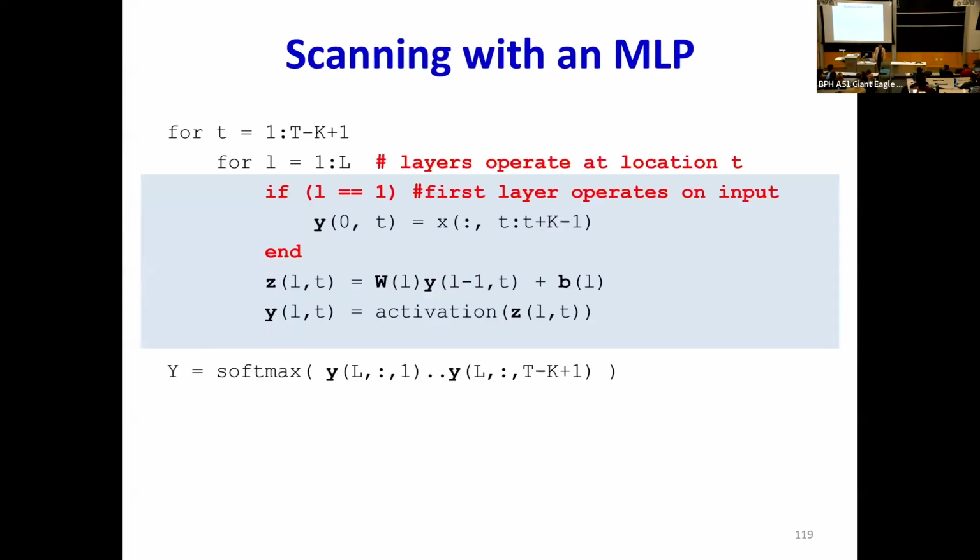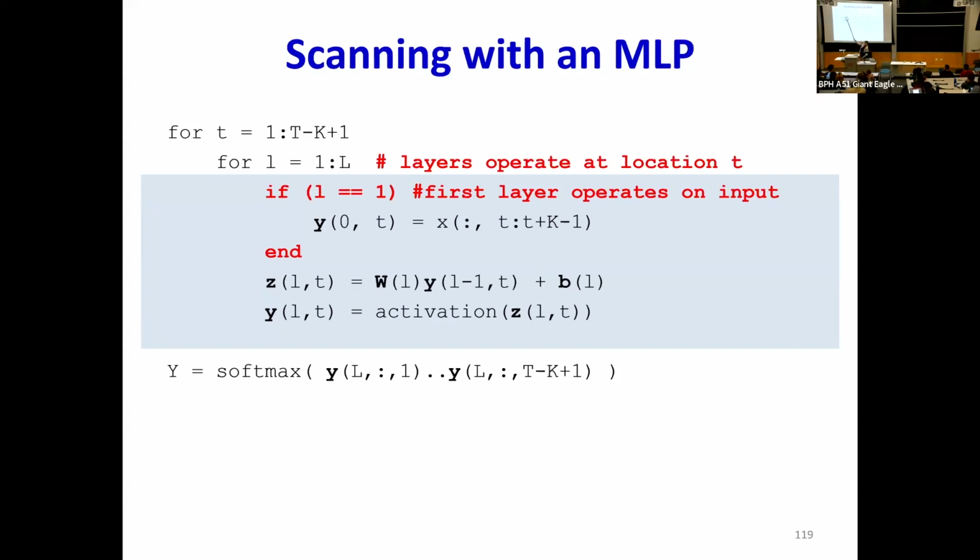Let me expand it out. So at the first layer, you're pulling out a small window of the input. That's the window of the input that you're analyzing. And then you're using that window to compute an affine value and passing it through the activation. And for subsequent layers, you're always working off the output of the previous layer, right? This was scanning. You're scanning, and then when you're scanning at each location, you're going through the layers.